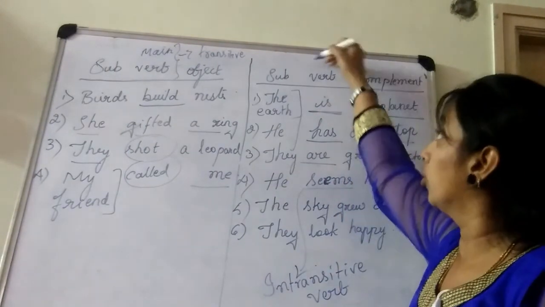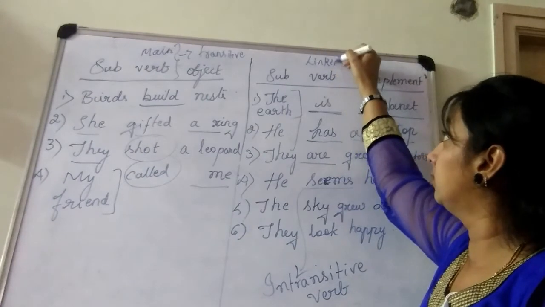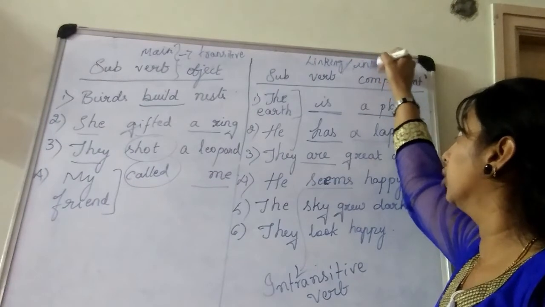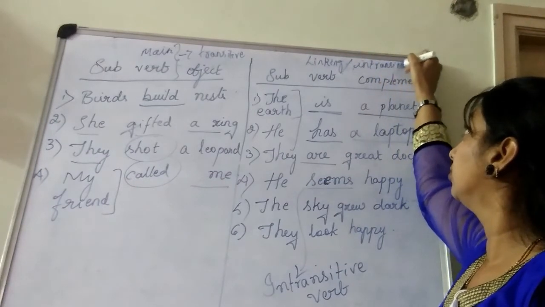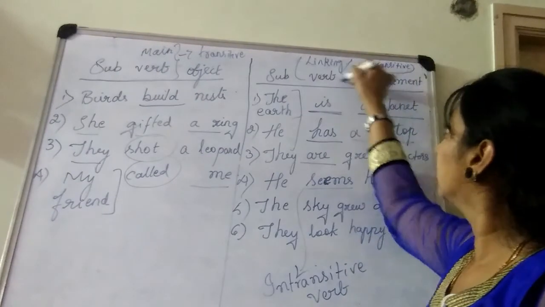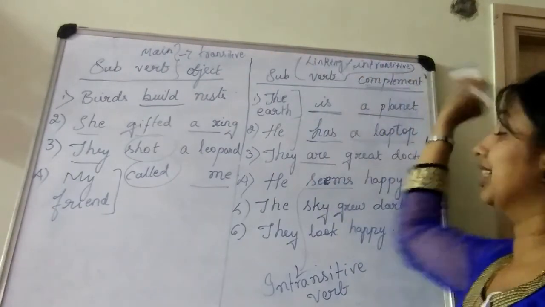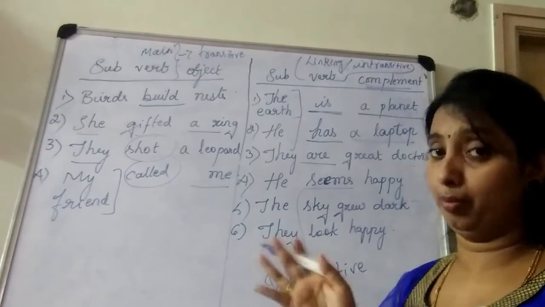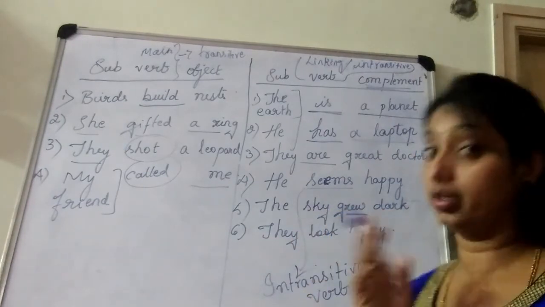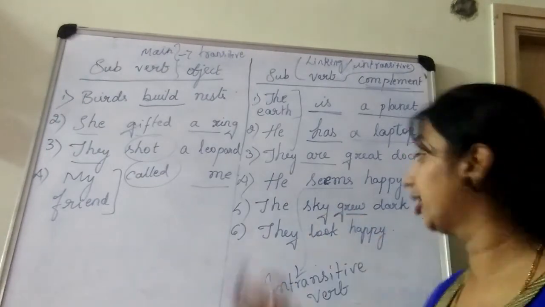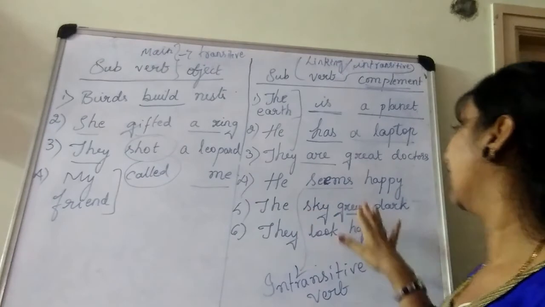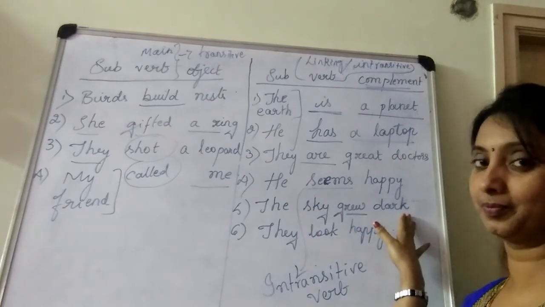If a subject is followed by a linking verb or an intransitive verb, then the next word is a complement. Yes, the sky grew. See, grew is a main verb, but here it is taking the role of an intransitive verb. So the sky grew dark.